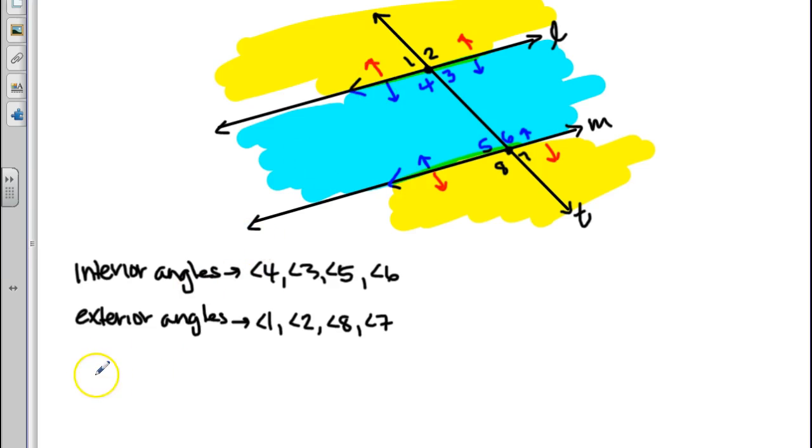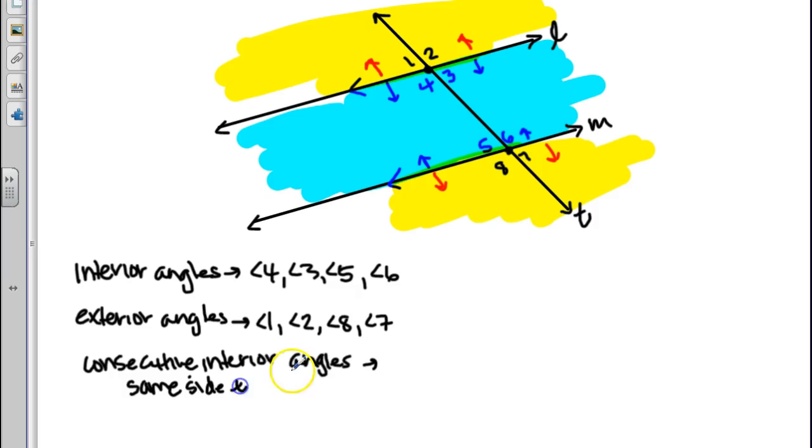All right, consecutive interior angles. Consecutive interior angles means interior angles that are on the same side of the transversal. So you'll hear me say same side sometimes instead of consecutive interior, but same side of the transversal, T in this case. So first of all, let's pick this apart. Interior, so I already know I'm limited to these 4 angles, 4, 3, 5, 6. There will be no answers on the exterior.